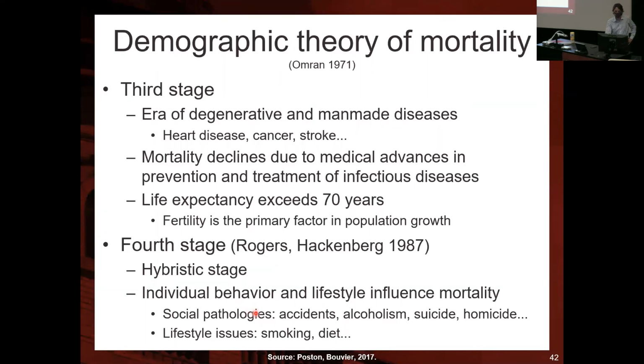And that's an interesting point, because now not only how the society as a whole is organized matters, because the first, second, and third stages are more based on a macro analysis. The fourth stage emphasizes more the micro analysis of mortality.